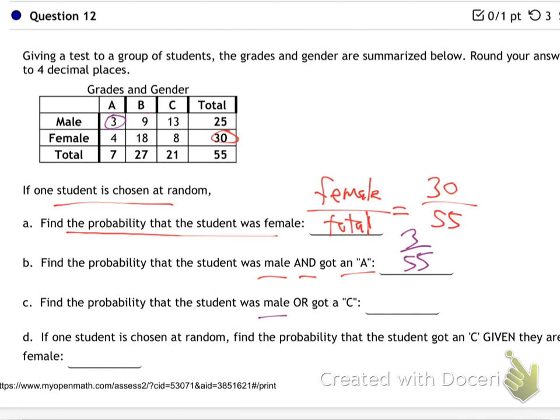C. Male or got a C. Now it's or. What do we do with or? Add them up, huh? Male or got a C. Ooh, so it's going to be out of 55 again. That's the total. But male or got a C. How are we going to do that?